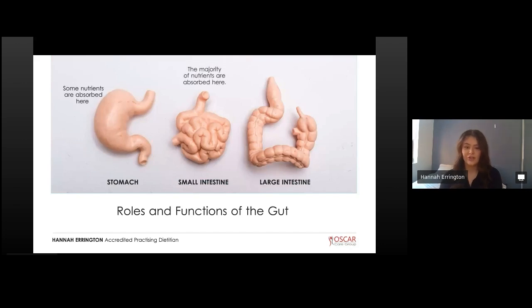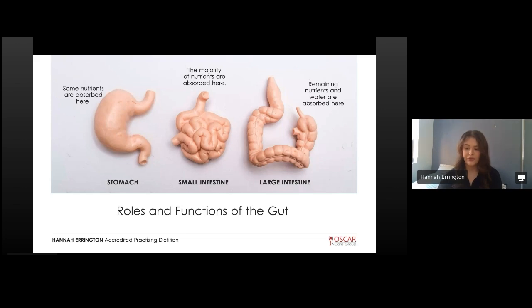So taking a closer look at the stomach and the intestines, starting with the stomach. When the foods we eat reach the stomach, the cells in the lining of the stomach secrete a strong acid and powerful enzymes that are responsible for breaking down the food. This process of breaking down food is important as it allows us to access the nutrients in the food we eat in a way that our body can absorb.